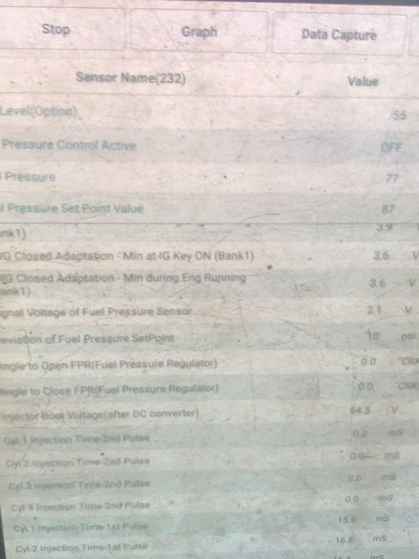So I'm back, guys. I pushed the car inside the shop.